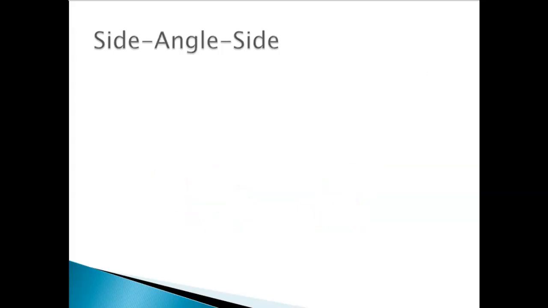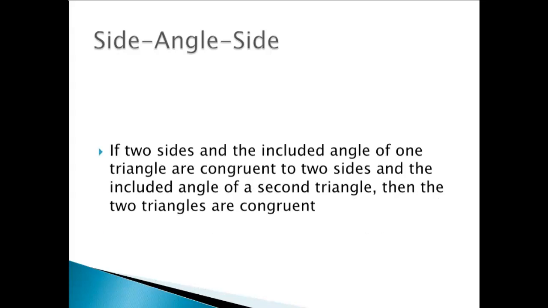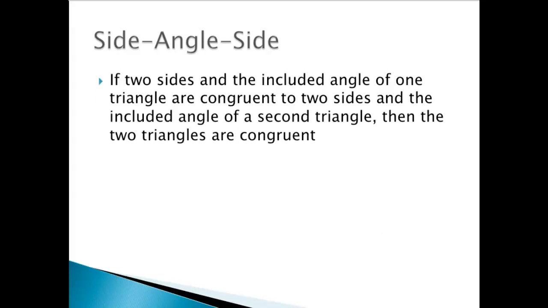Next is what we call side angle side. This says that if two sides and the included angle of one triangle are congruent to two sides and the included angle of a second triangle, then the two triangles are congruent. You'll notice that the way I've stated it here is side angle side. This indicates that the angle is the one that's formed by the two sides. That's what we call the included angle.